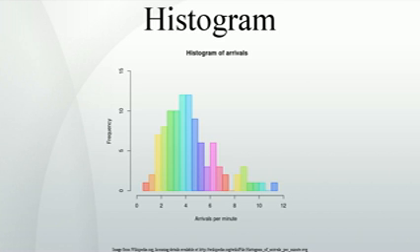A histogram may also be normalized, displaying relative frequencies. It then shows the proportion of cases that fall into each of several categories, with the total area equaling 1. The categories are usually specified as consecutive, non-overlapping intervals of a variable. The categories must be adjacent, and often are chosen to be of the same size. The rectangles of a histogram are drawn so that they touch each other to indicate that the original variable is continuous.